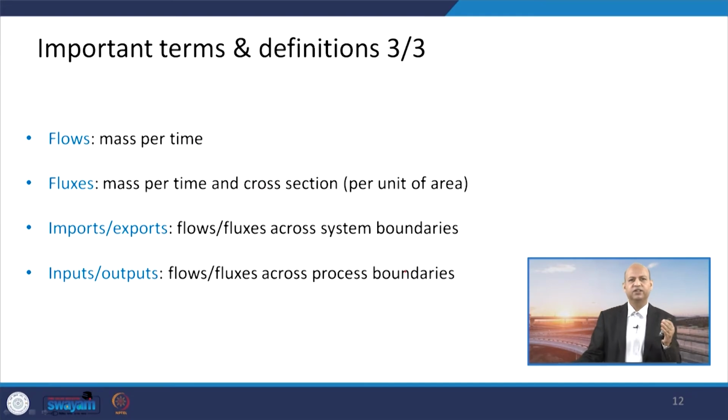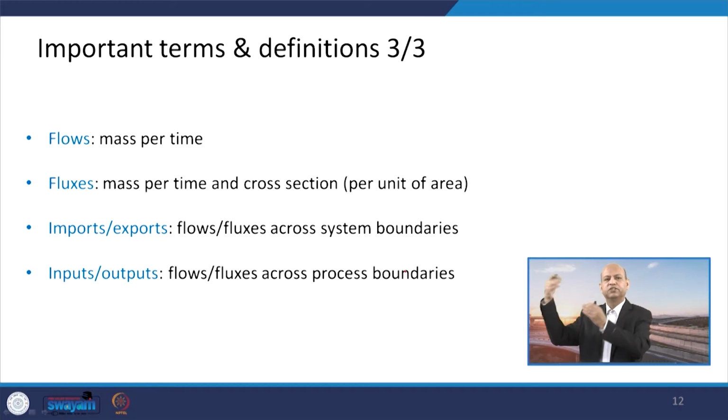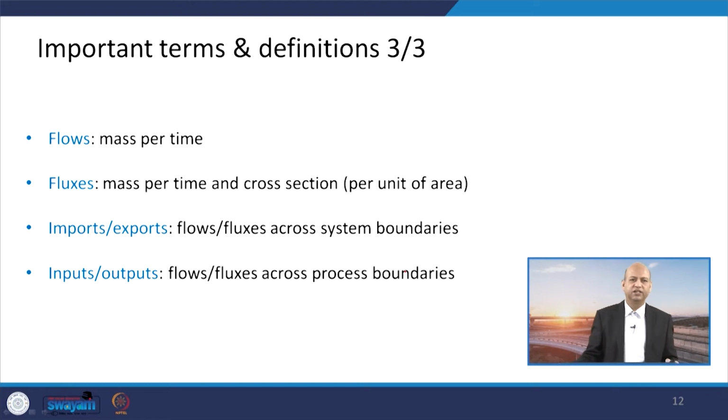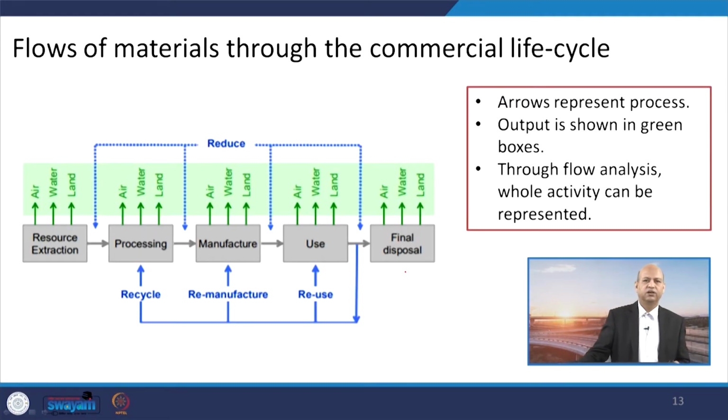Then flows like mass per time, or fluxes, for example, mass per unit of time and cross section area. So, per unit of area you can say, right. Similarly, imports and exports within the system boundary, something is coming and something is going out. Input output, that is basically process related flows and fluxes in the boundary and then going into the outer system or outer boundary kind of flow.